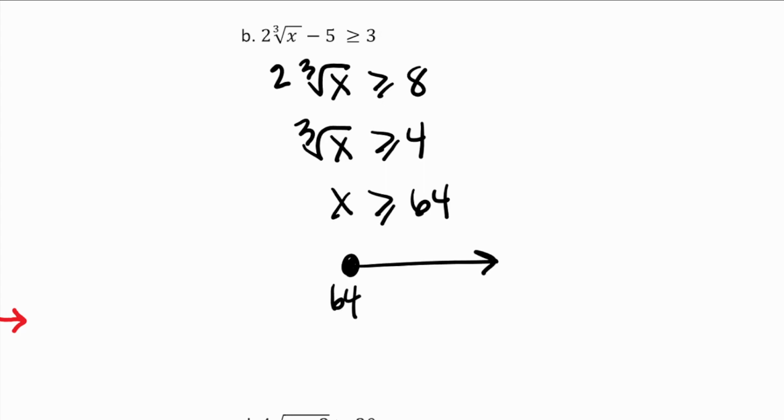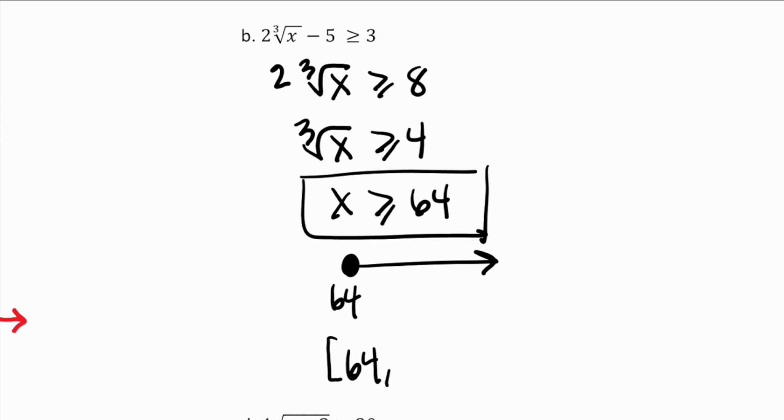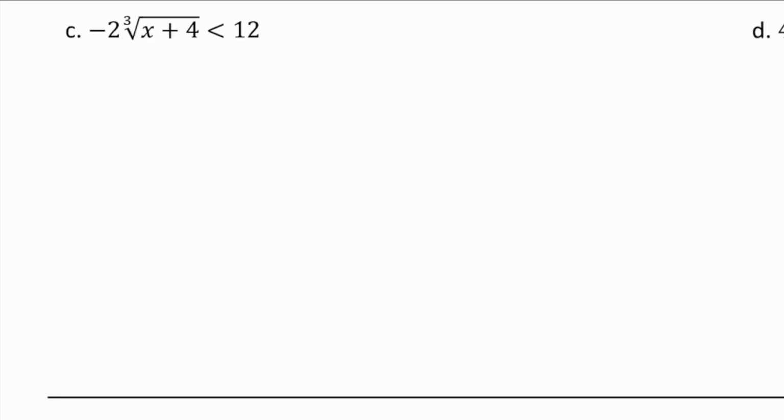But there's no restriction to what we can put into the radicand. There's no restriction to what we can put in a cube root. So that's just going to be our solution. x is greater than or equal to 64. We could write it like this, or we could write it as an interval from 64 up to positive infinity. It does not really matter.